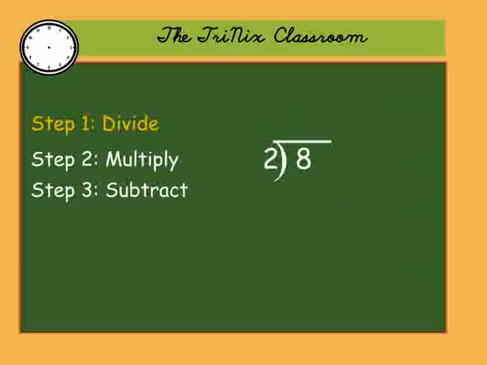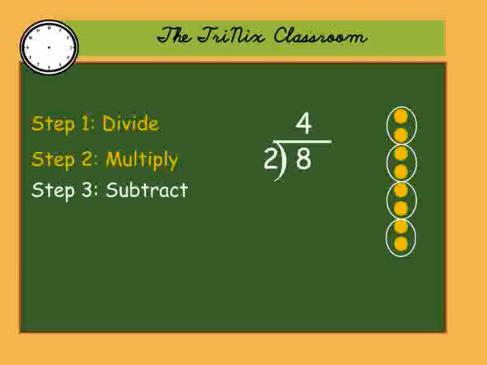Let's try another. This time our dividend is 8 and our divisor is 2. Let's start by gathering our 8 dots. 1, 2, 3, 4, 5, 6, 7, 8. Now let's circle each group of 2. 1, 2, 3, 4. We were able to get 4 groups of 2. So 8 divided by 2 is 4. Our quotient is 4.